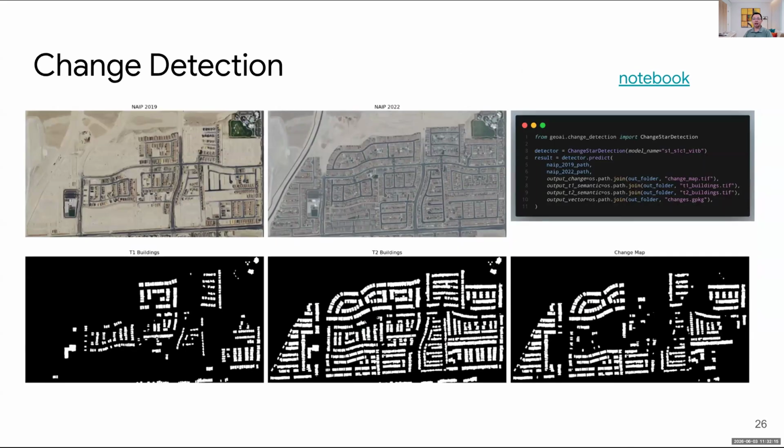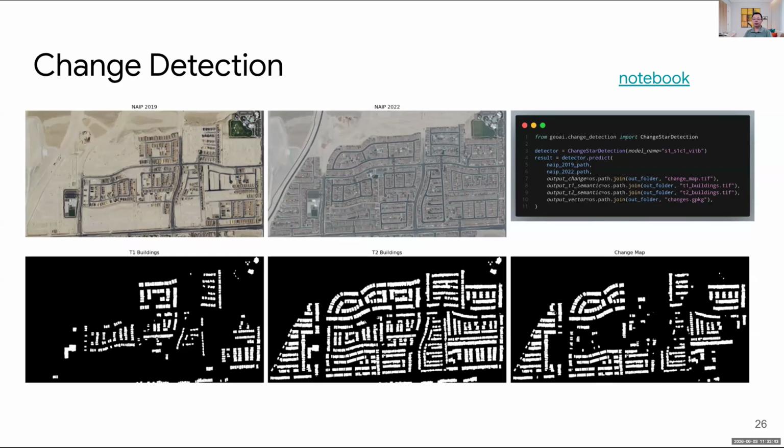Another use case is change detection. This is also very common. Given two sets of imagery, you want to see what has changed. In the GeoAI package, we also have a function that easily allows you to do change detection based on some other model, for example, the ChangeStar model. So this is an area in Las Vegas. You can see the imagery in 2019 and 2012, and with just a couple lines of code, you can detect the buildings, and then you can also see the changes, for example, new buildings.